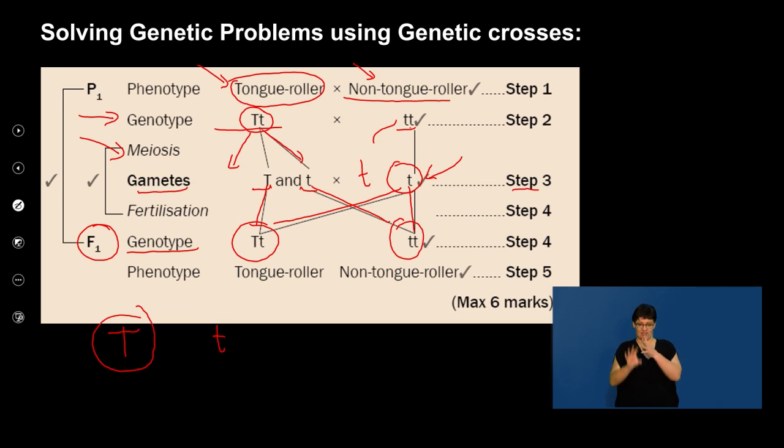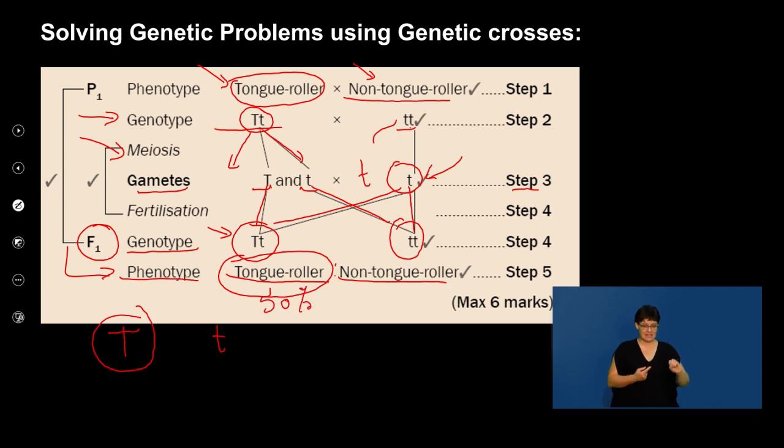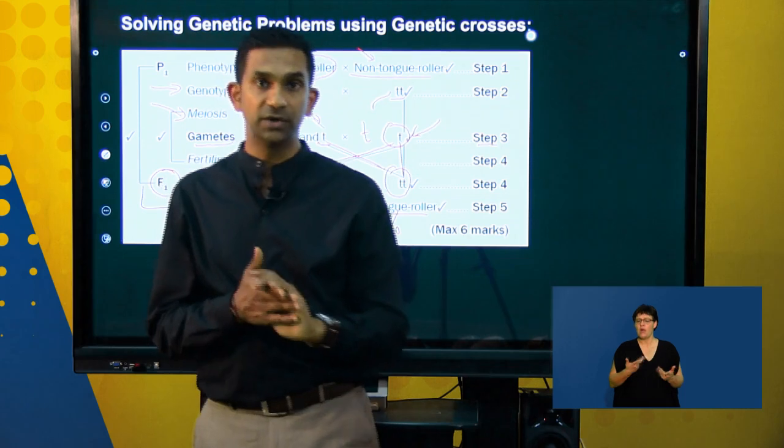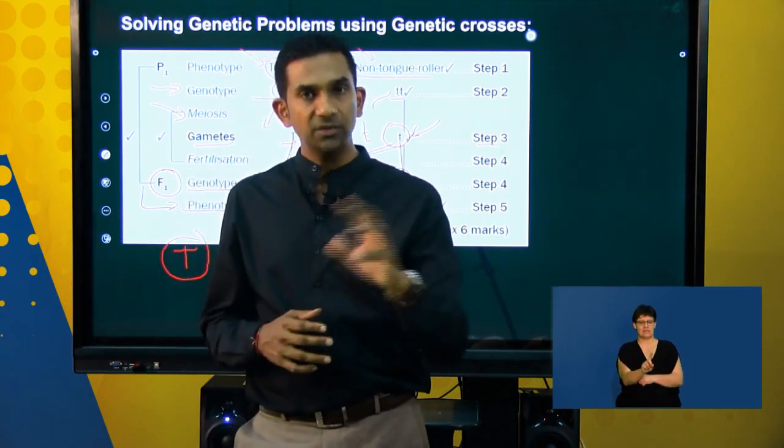We end off the genetic cross by showing the ratio of the genotypes, and in this case we have 1 tongue roller to possibly 1 non-tongue roller. And we say that there is a 50% chance of having a tongue roller compared to a 50% chance of having a non-tongue roller. So guys, we've spent some time looking at how to lay out a genetic cross.